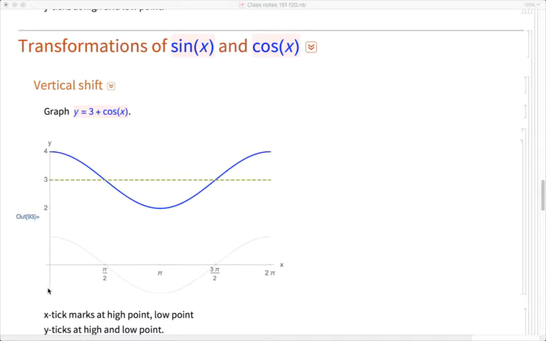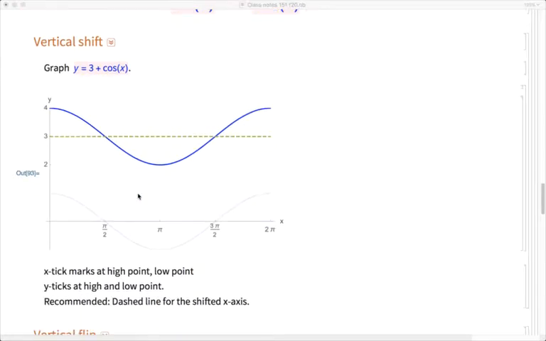So the -1 and 1 are going to go up now when we add 3 to between 2 and 4. I typically like to draw a little dotted line for where the shifted x-axis has gone. This is sort of the center line for the curve. Instead of being at y equals 0, now the center line is at y equals 3. All right, so there's a good hand sketch of 3 plus cosine x.